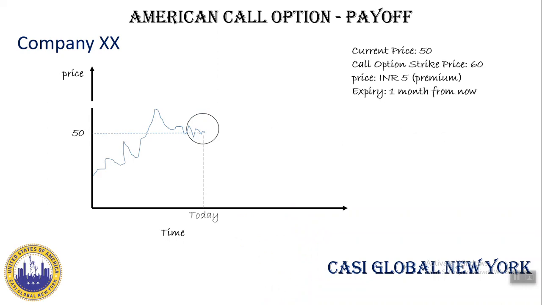Current price 50. The strike price of the call option, which we are trying to understand, is 60 rupees. We have looked at what the strike price means. Once again, it is the price at which you are trying to buy this stock because it is a call option. Currently it is trading at 50 rupees in the cash market, but the call option strike price you are looking at is 60 rupees and the premium is 5 rupees, which means that you have to pay 5 rupees to buy this call option, and the expiry is 1 month from now. We're looking at American to make it simple.